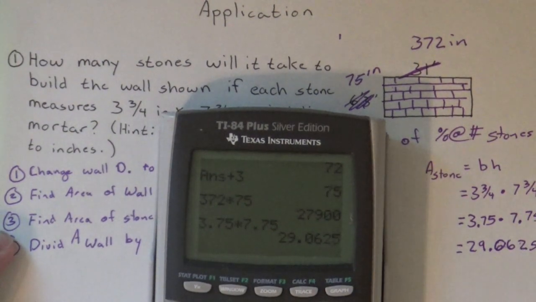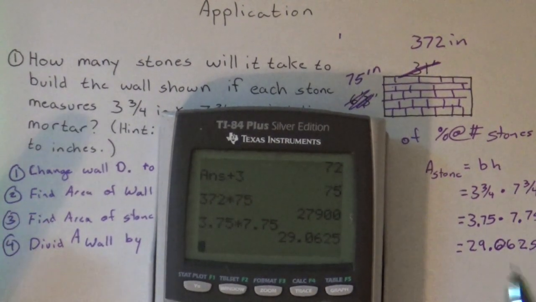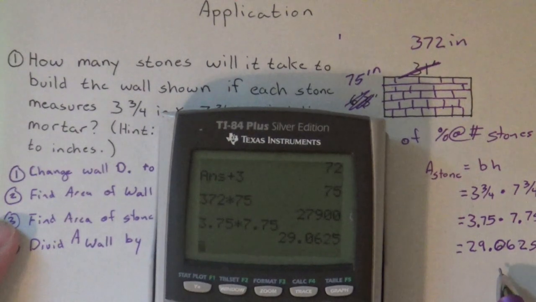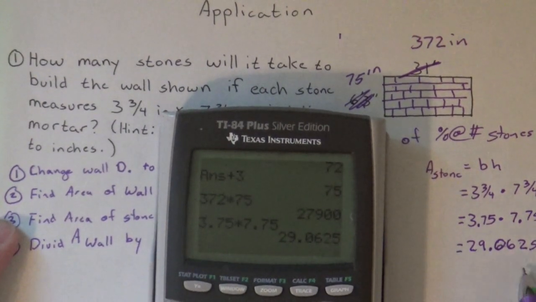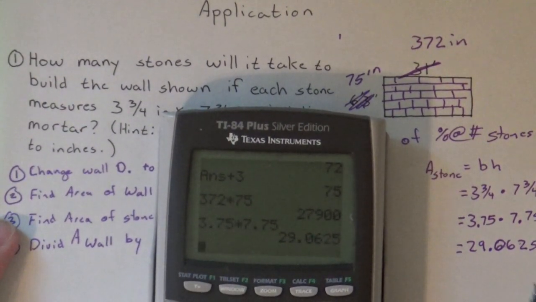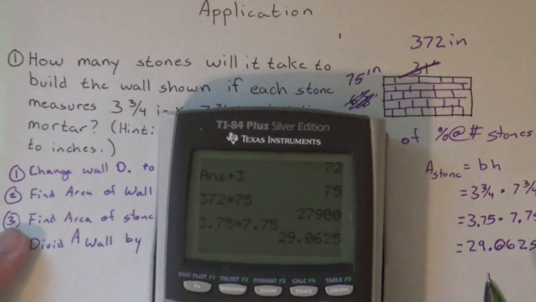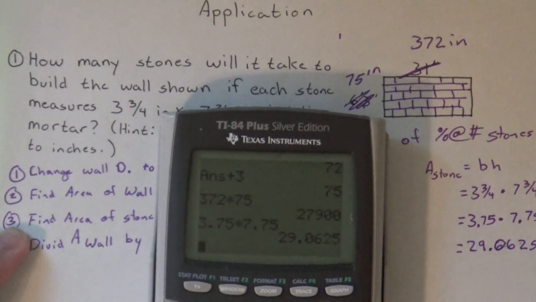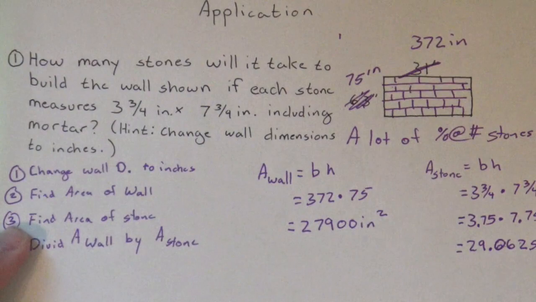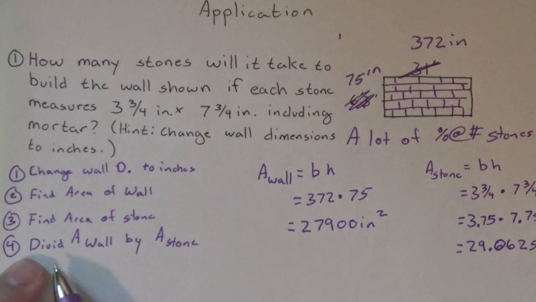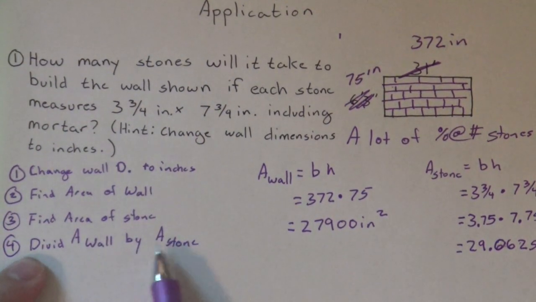Now, a lot of people want to take this and round this number. Do not round. I'm begging you. Never round until the last step. The last part of your question is when you round. So do not round right now. So this is also in inches square. All right. So I found the area of the stone. What do I do now? It says divide the area of the wall by the area of the stone.